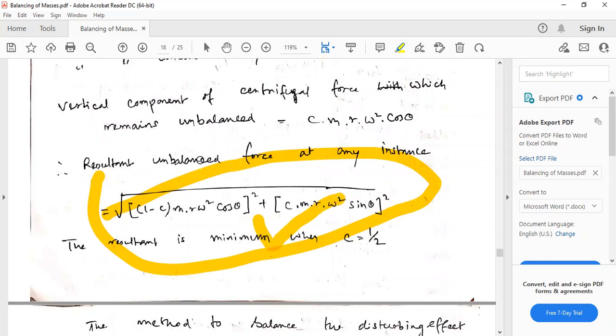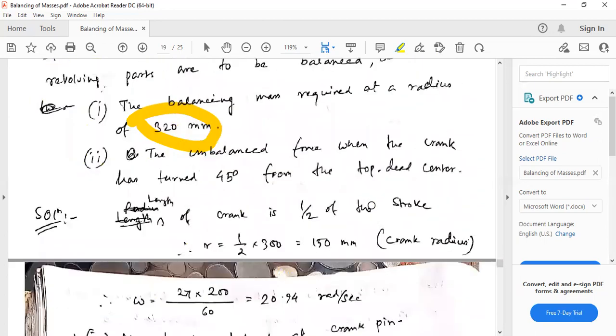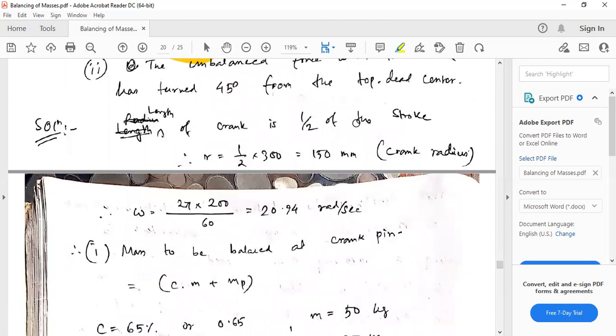See, a resultant unbalanced force. So to find out the unbalanced force, we use this equation. The angle of 45 degrees is given, so here theta will be 45 degrees for this particular question. So let's begin. You know the length of the crank is half of the stroke.